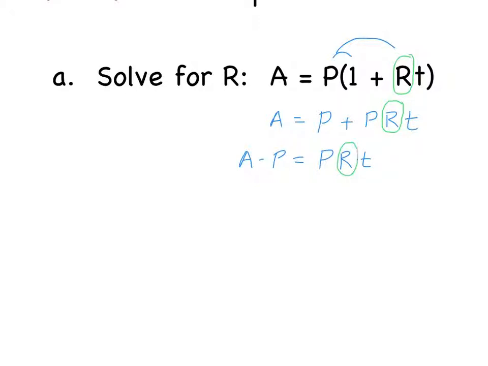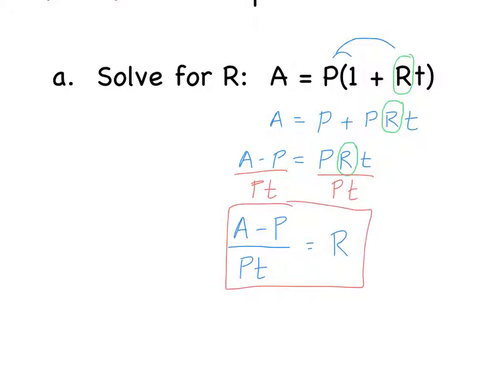Again, we want r by itself. So how can we get r by itself? We are going to divide everything by pt. When we do that, we get our final answer of A minus p all over p times t is equal to r. And r is all by itself. So there's one method to do it.